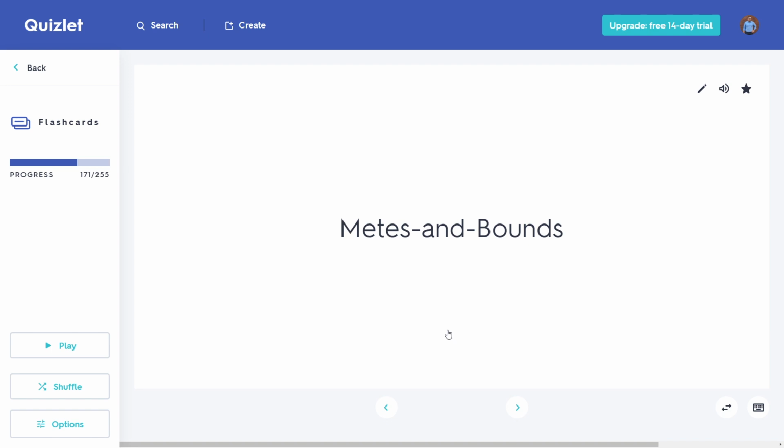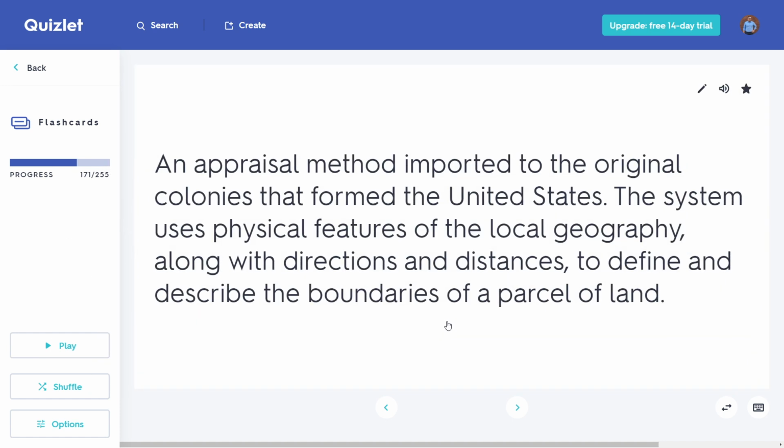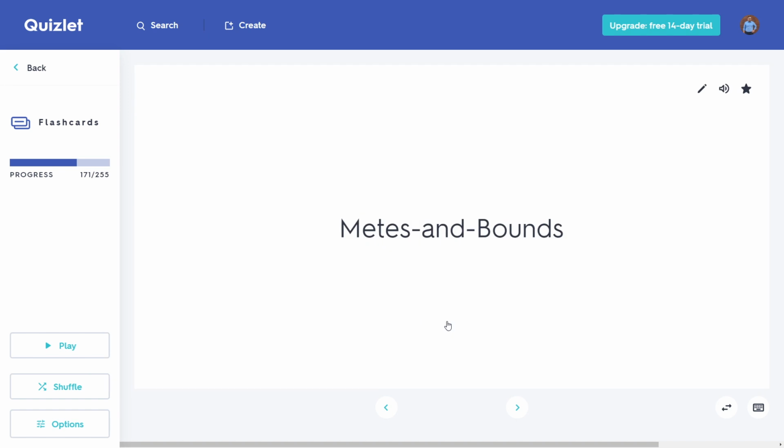Okay, so what's metes and bounds? Well, that's another method imported to the original colonies that was formed in the United States. Now, this system uses physical features of local geography, and one of its directions is to define and describe the boundaries of a parcel of land. So pretty much, this goes into those surveying methods that we were talking about earlier, where they use this to determine where specifically property is, where it ends, things like that. You don't have to be familiar with how to do these things, but you do need to be familiar with how they work for the exam.